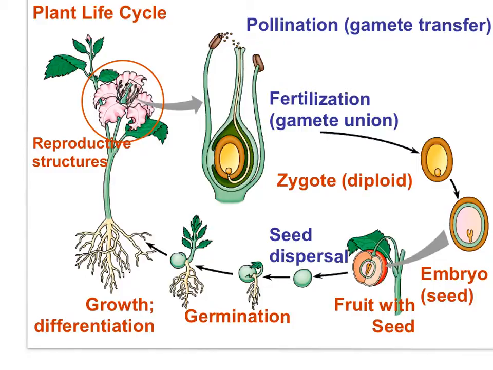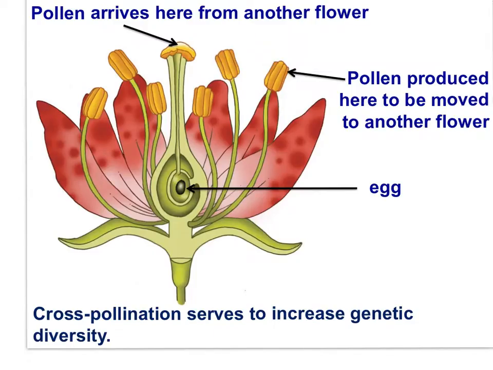In this diagram of a flower, meiosis occurs in the anther to produce male gametes, and the sperm is enclosed within a pollen grain, which is transferred to a different plant in a process known as pollination. Pollen arrives at the stigma of a different plant. The pollen arrives due to animals, wind, or water. This is gamete transfer, known as pollination.